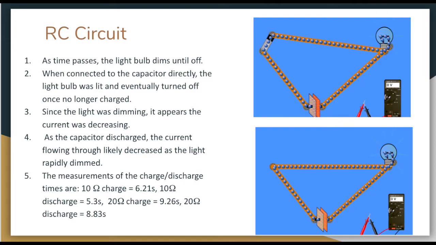For our RC circuit system, where there is a battery, a light bulb, and a capacitor, as time passes, the light bulb that is initially lit slowly dims. After this, when the battery is disconnected and the light bulb is connected to the capacitor directly, the light bulb is initially lit and also begins to dim until the capacitor is no longer charged. Because of this, and the fact that the light was dimming, it appears that the current is also decreasing, which makes sense as the voltage decreases within the capacitor as the voltage decreases in the discharge.